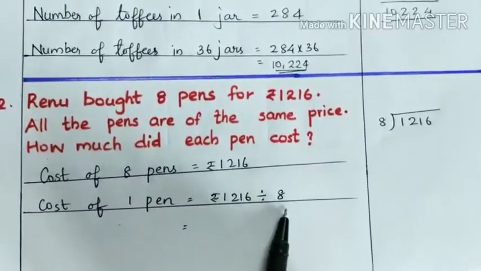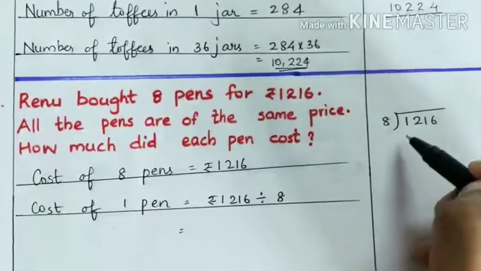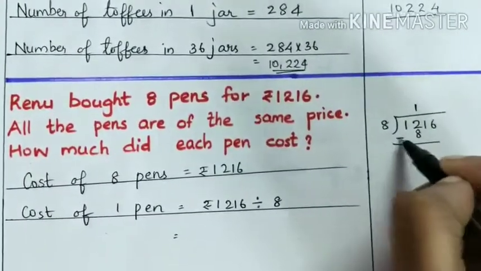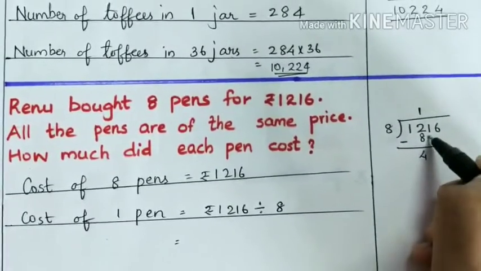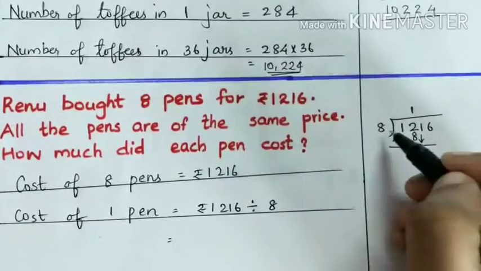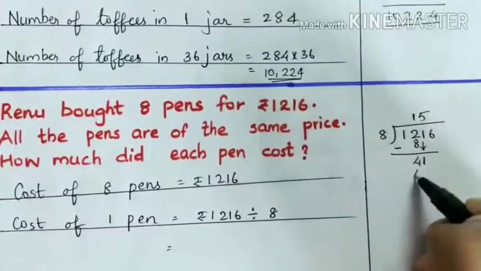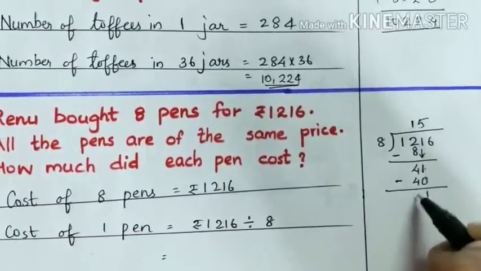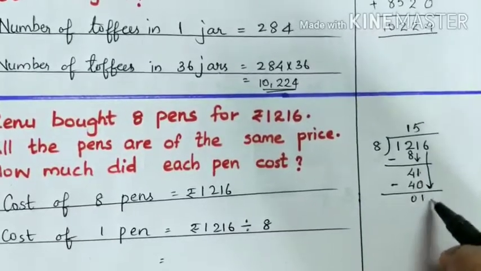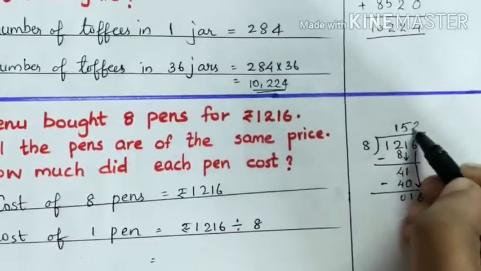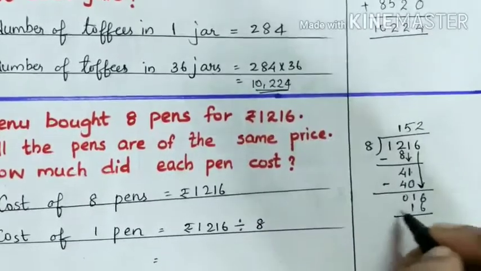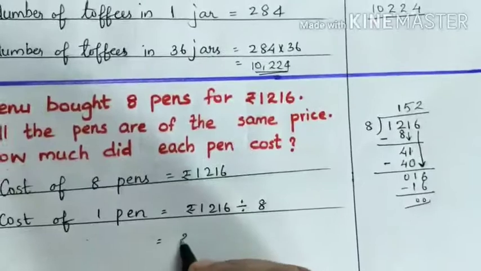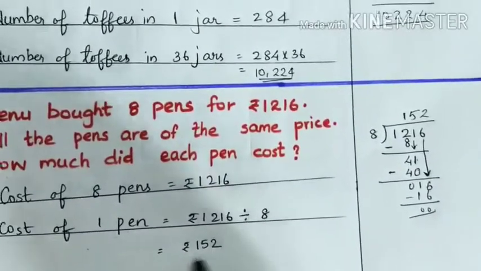1,216 divided by 8. Now let us divide. 1 8s are 8. Subtract, 4, bring down 1, 41. 5 8s are 40. Subtract, 1 minus 0, 1, bring down 6, 16. 2 8s are 16. So the answer is 152. Cost of 1 pen equals rupees 152.